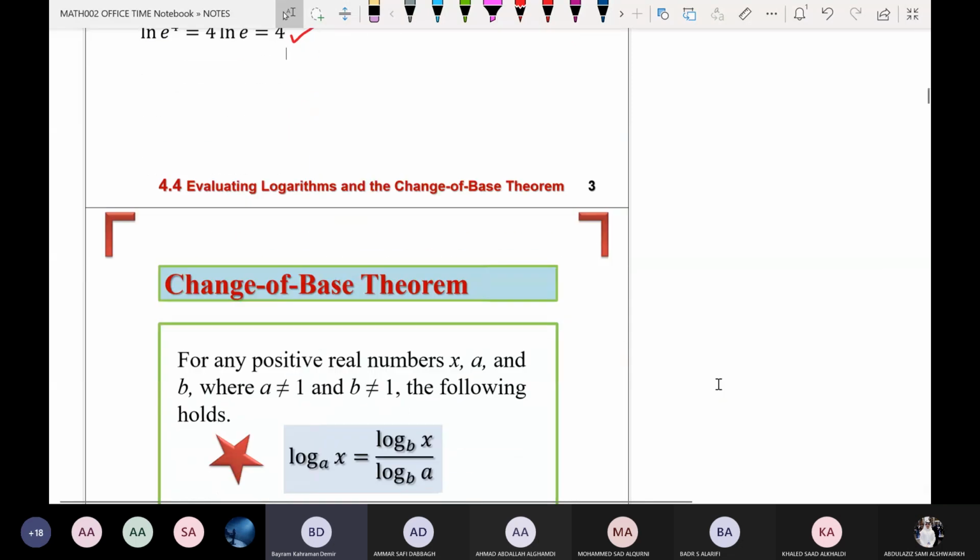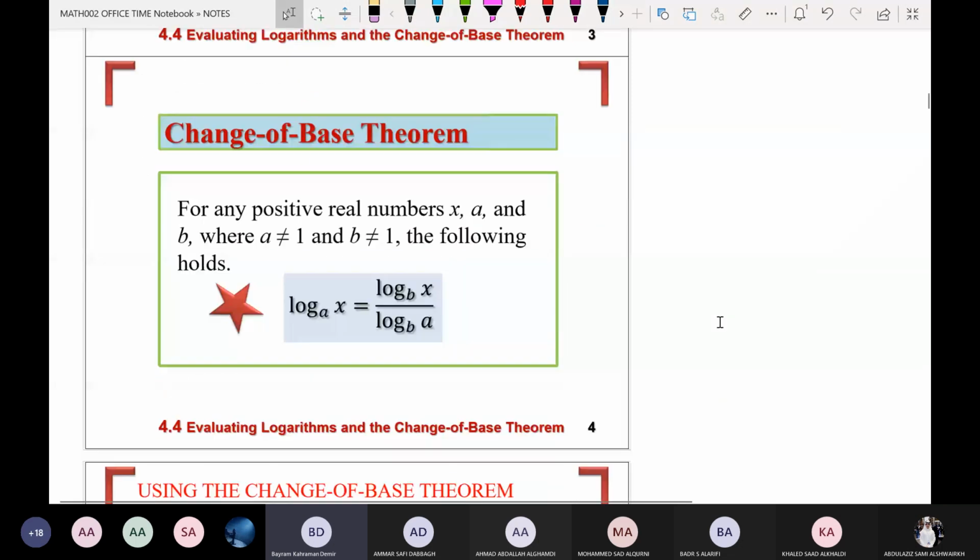How about the change of base theorem? Suppose you have a logarithm of x with a base a. So we would like to switch to a different base. Of course, the base property, we should follow it. Base cannot be negative, and also base cannot be 1, right? So we should always follow the base property.